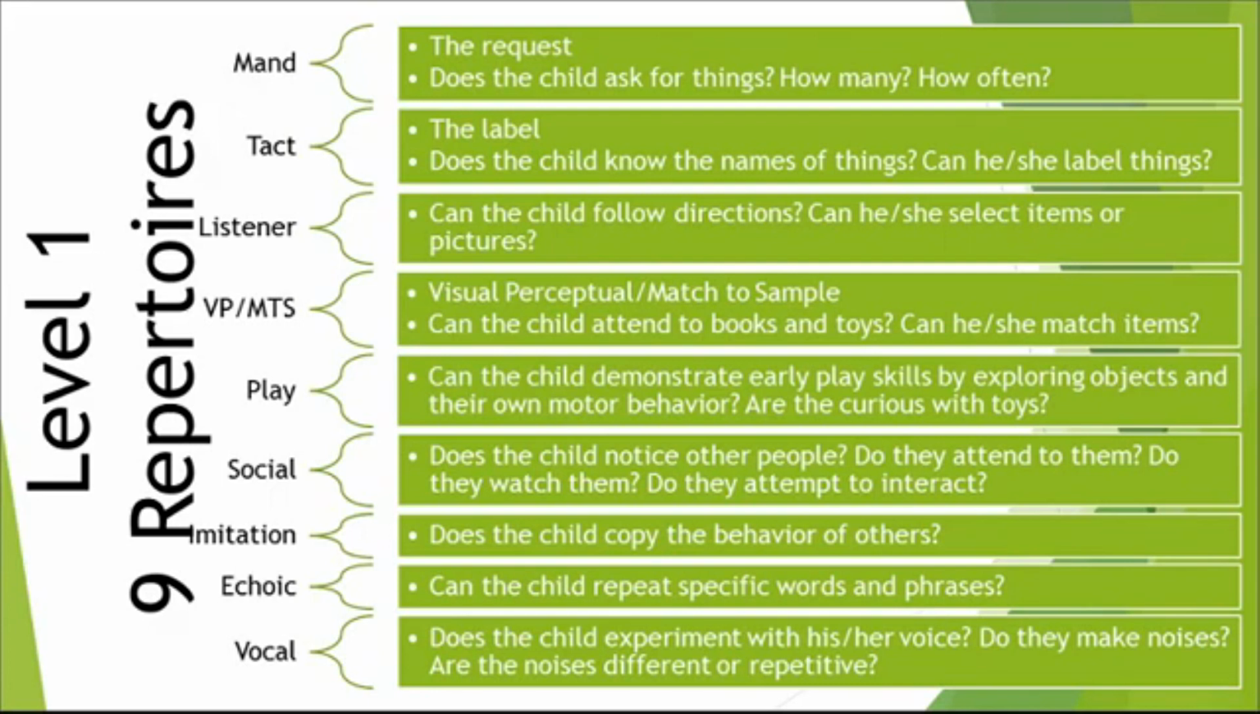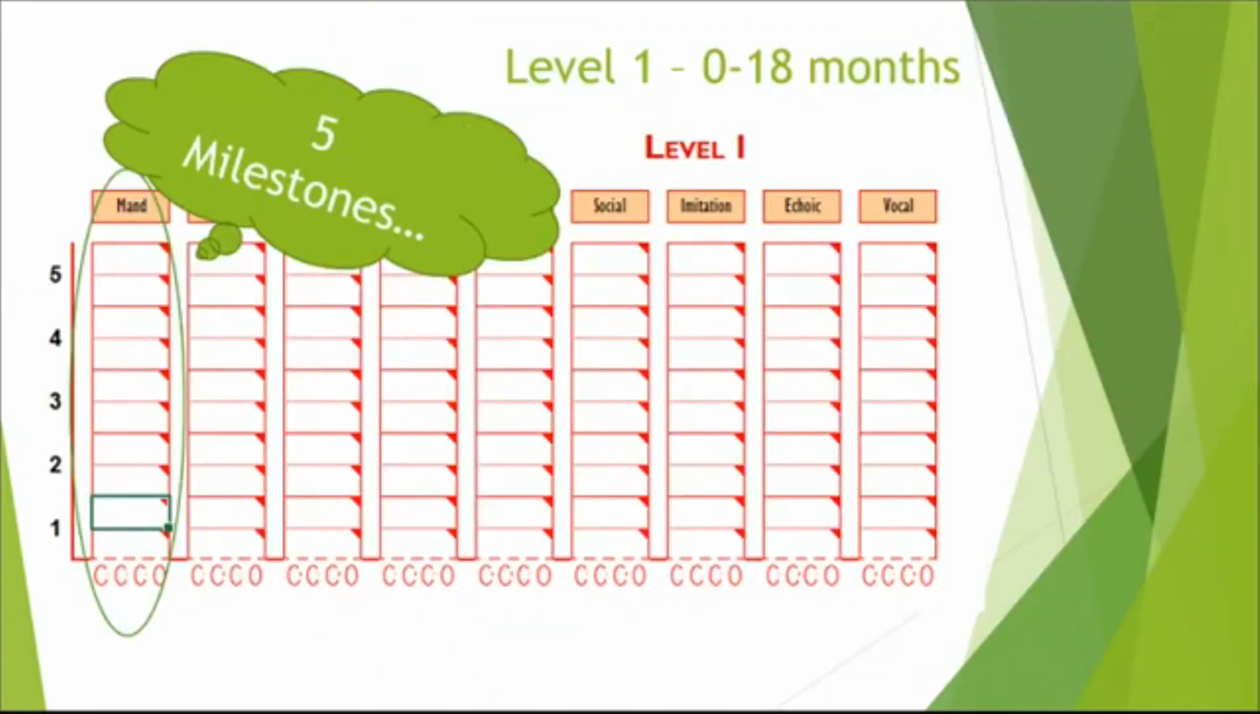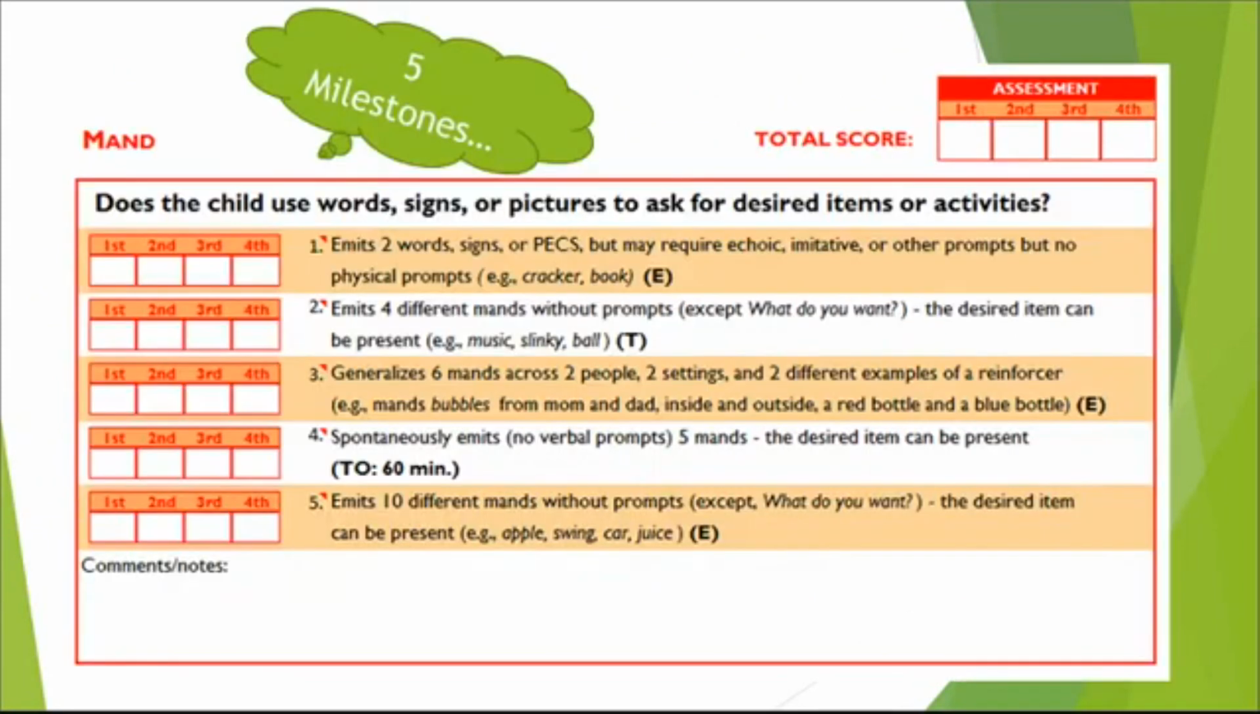Echoic deals with whether the child can repeat specific words or phrases said by an adult or a peer. And lastly, vocal looks at whether the child experiments with his or her voice. Do they make noises, and are the noises different? Are they repetitive? Do they babble, beginning to recognize that their voices can get them what they want?